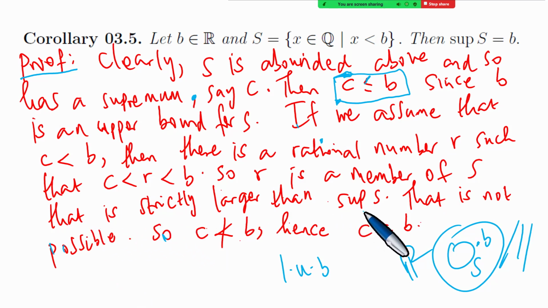R is strictly larger than the supremum of S. R is a member of S, and R is strictly larger than C, and C we said is the supremum. But the supremum is the least upper bound by the completeness axiom. So R is strictly larger than C, where C is the supremum of S. This is not possible. It can't be possible.